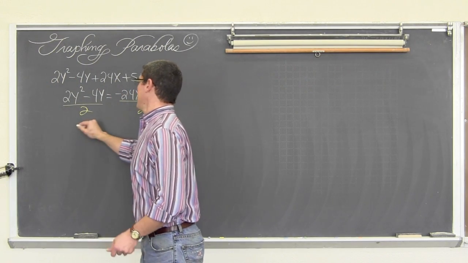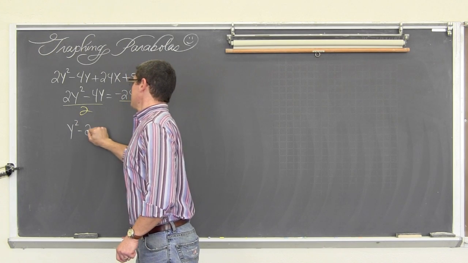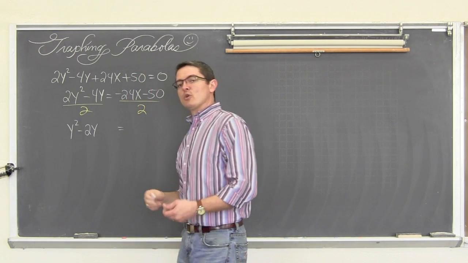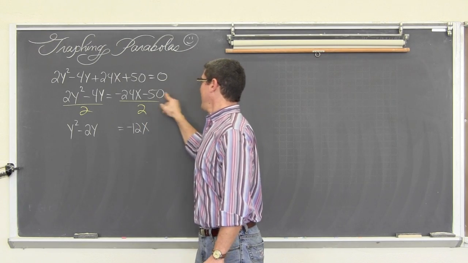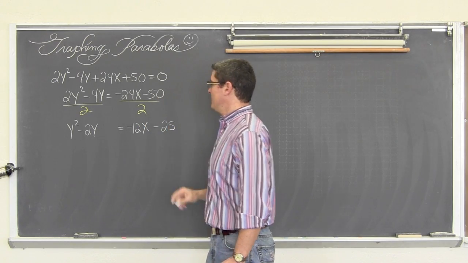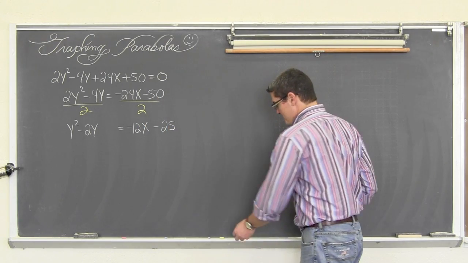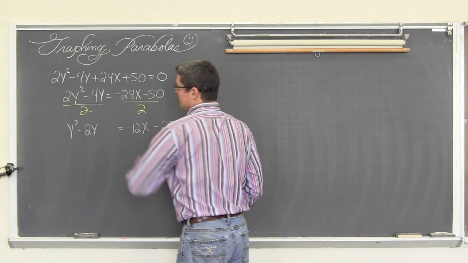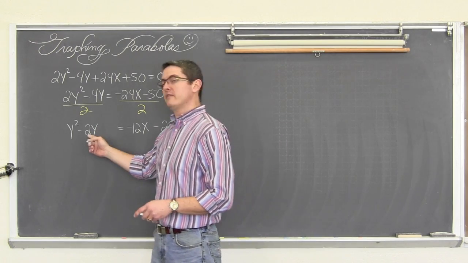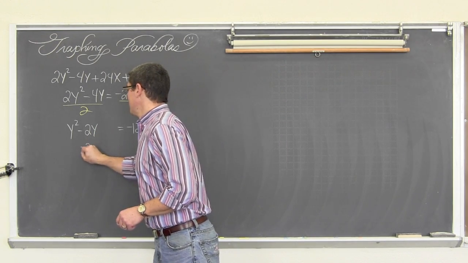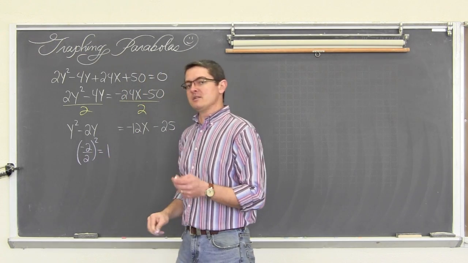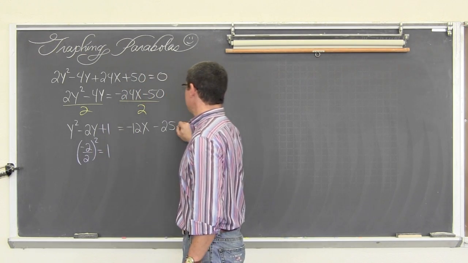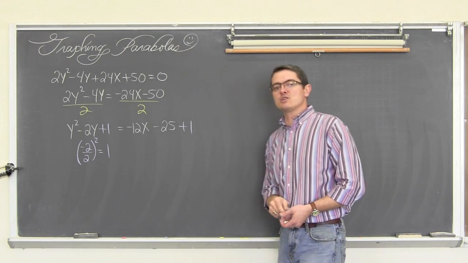and get y squared minus 2y. Leave some room for completing the square. This will be negative 12x and negative 25. So completing the square is, again, finding that single degree term. That's b. The coefficient of it is b. So negative 2 divided by 2, square it, and that equals 1. So we're going to add 1 to both sides of the equation.